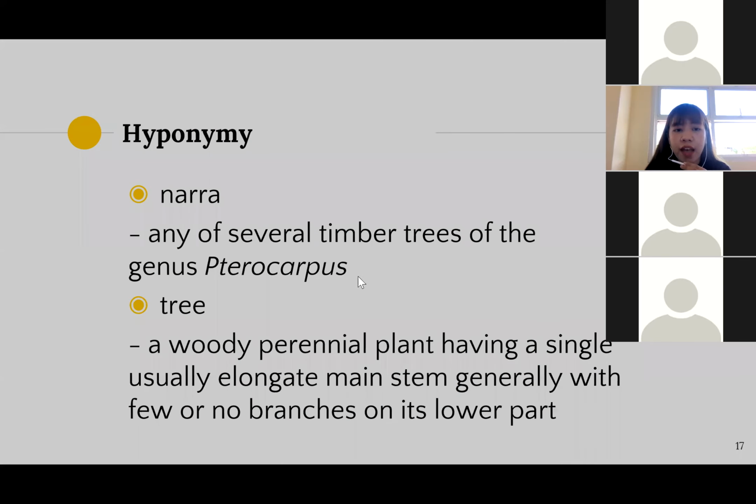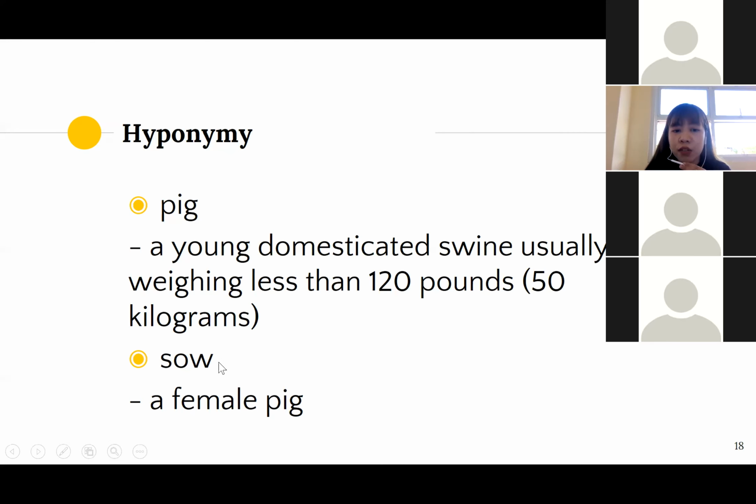For example, we have your words pig and sow. Pig is a young domesticated swine, usually weighing less than 120 pounds or 50 kilograms, whereas we define sow as a female pig. So can you identify what is the hyponym? Is it pig or sow?